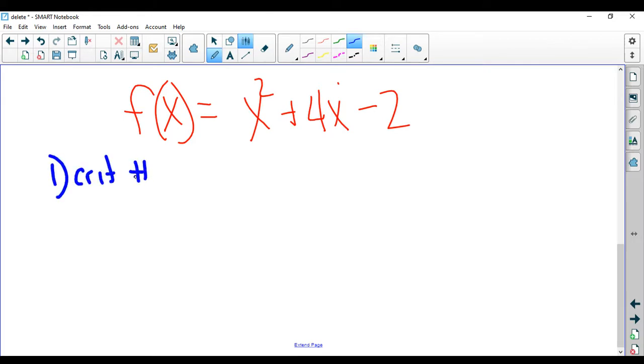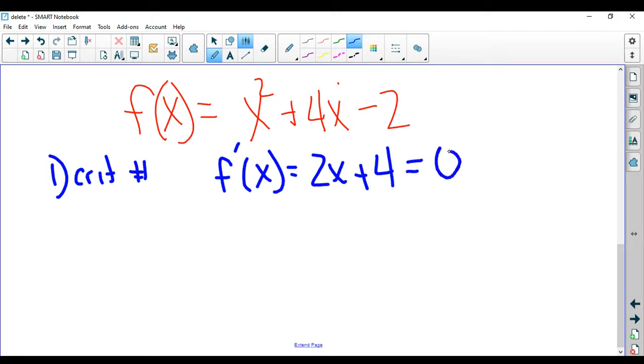To do that, take the derivative, 2x plus 4, and set that equal to 0. Obviously, that will get you x equals -2. That's your critical number. That's the only place, and this is important, the only place that this function can change from increasing to decreasing or vice versa.